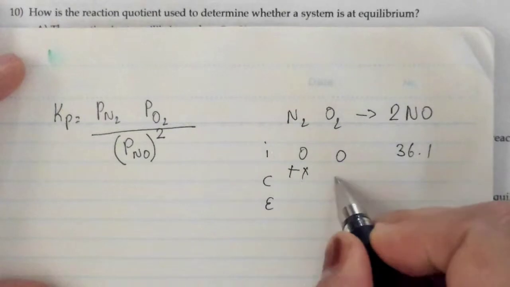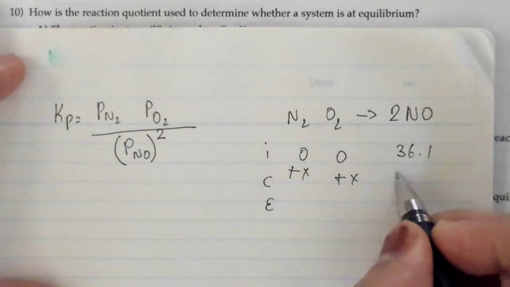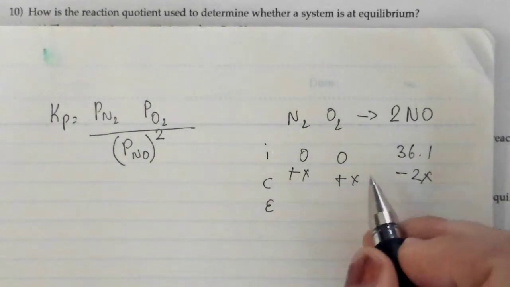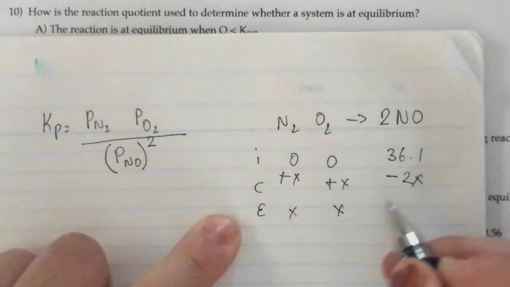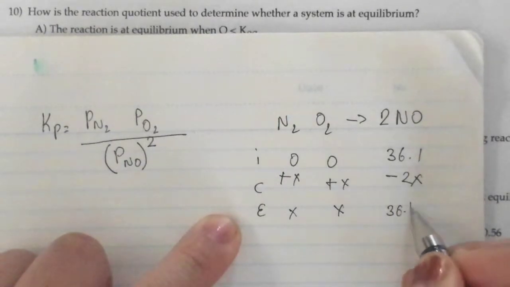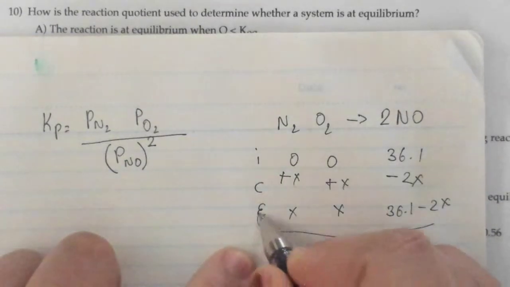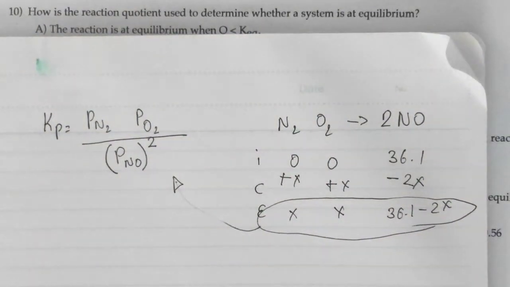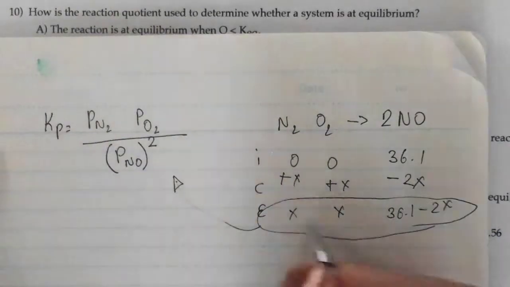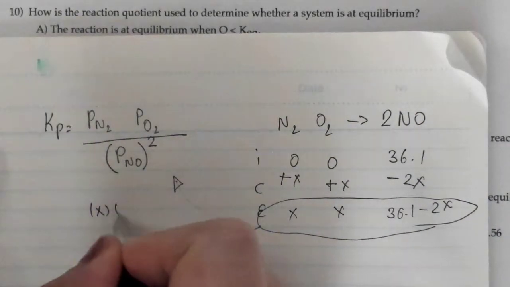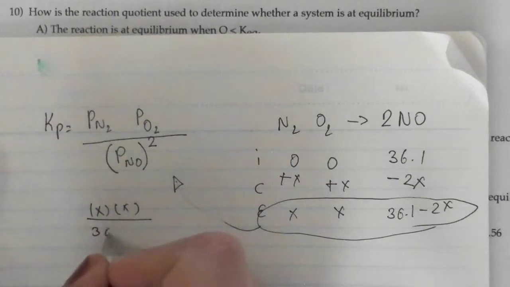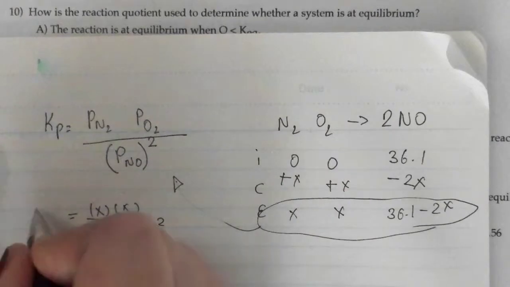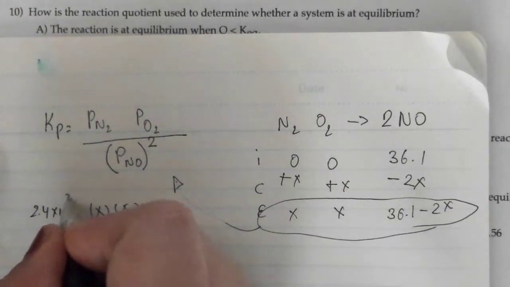Change: it's plus x, and NO has a coefficient of 2, so minus 2x. That's how much it's gonna lose. We use x because we don't know the exact number. At equilibrium you just add this up, so 36.1 minus 2x. You're gonna plug this into the equation to find Kp. So that's gonna be x times x divided by 36.1 minus 2x, the whole thing squared, is equal to 2.4 times 10 to the 3.